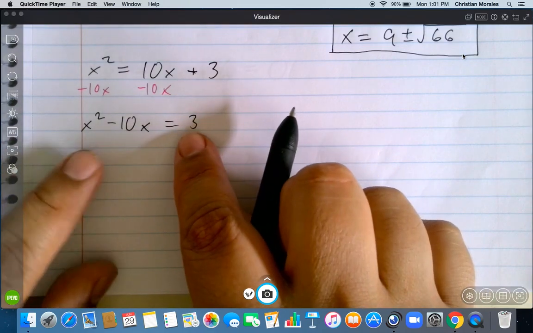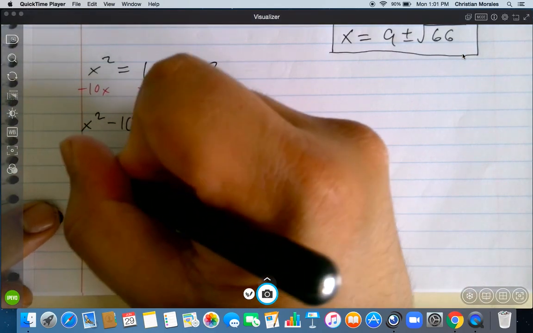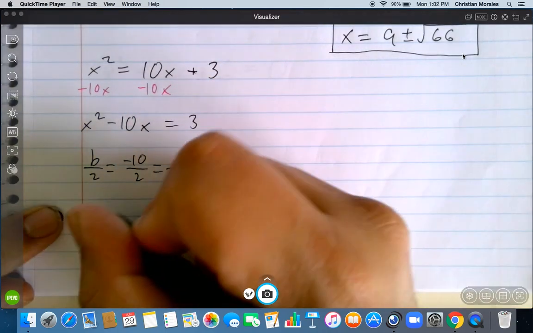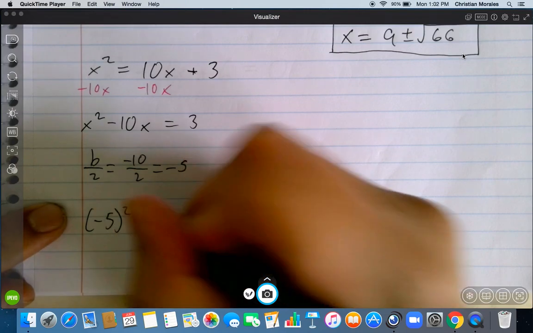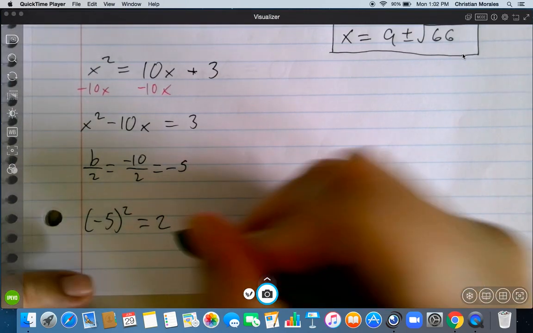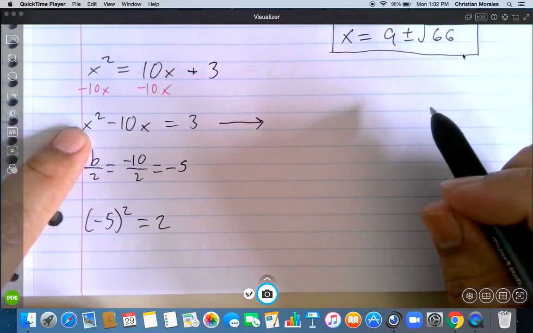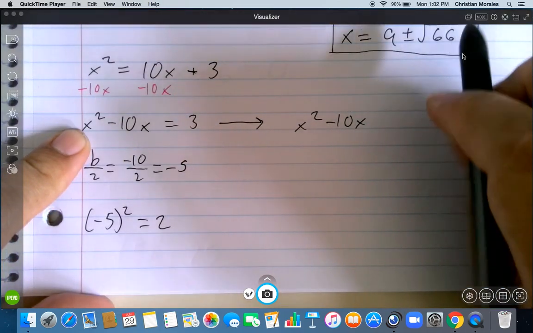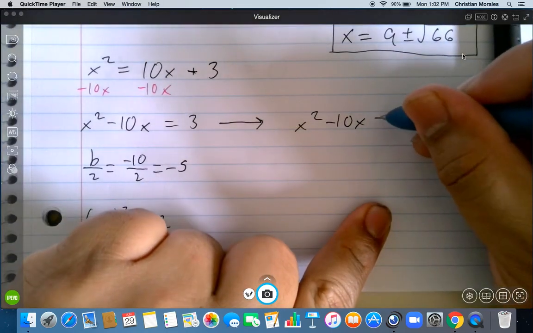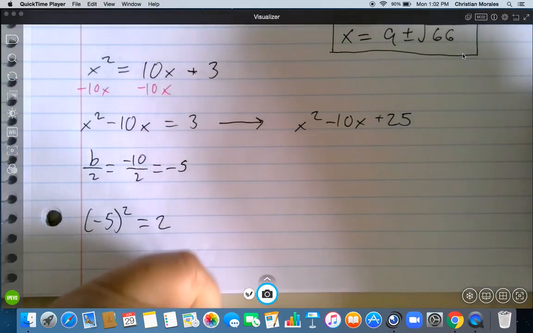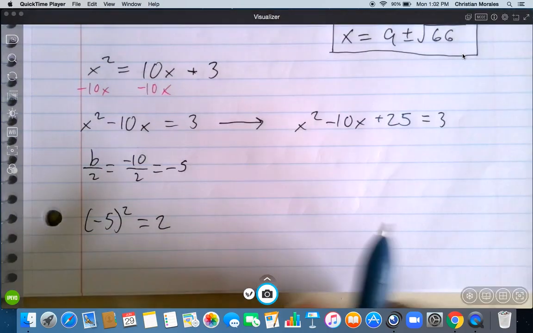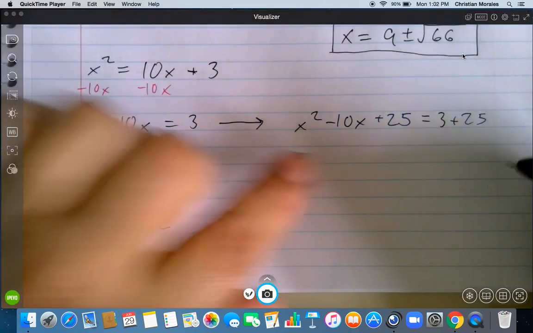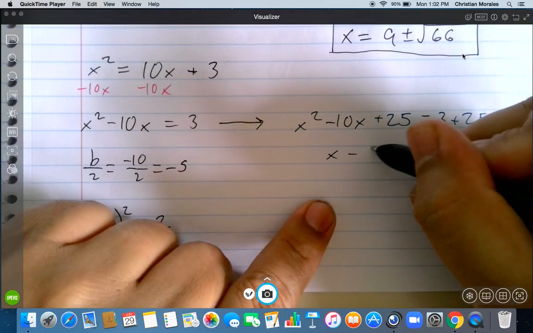Okay, now this is our b. So we're going to split that in half. We get -5. All right, then we're going to take that -5, we're going to square it. We get 25. So now this problem, x squared minus 10x, and I'm going to add 25 to it. I'm adding 25. Okay, and if you add 25 to that side, you're also going to add 25 to this side. All right, now this will be x minus 5 squared.